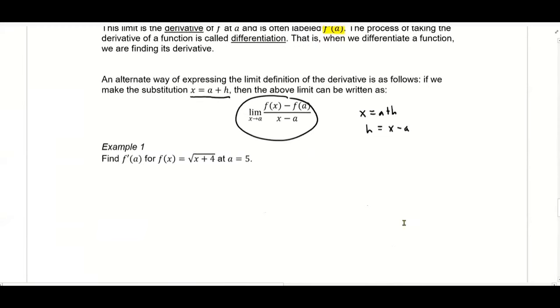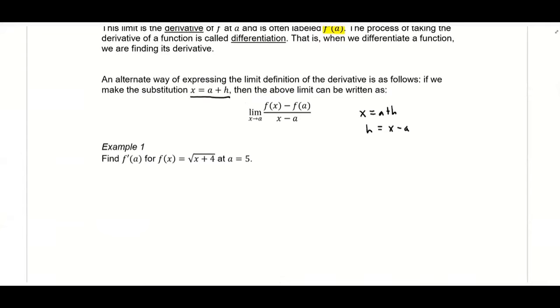So let's actually find the limit definition of the derivative, or in other words, let's use the limit definition of the derivative for a specific function. And let's actually use it here in example 1. So here we want to find f prime of a for f of x equals the square root of x plus 4 at a equals 5.